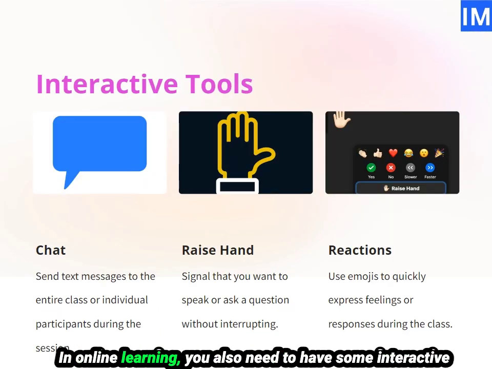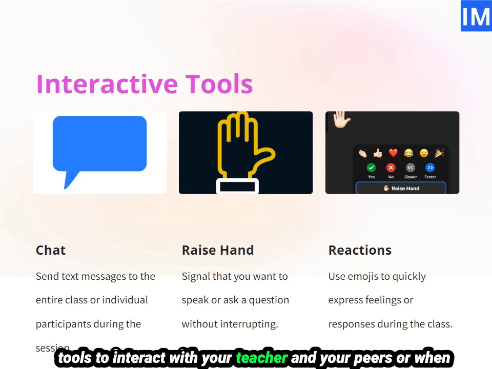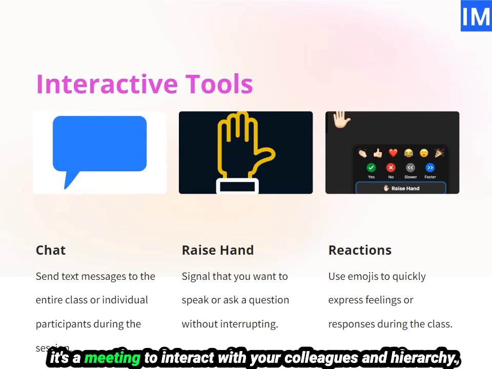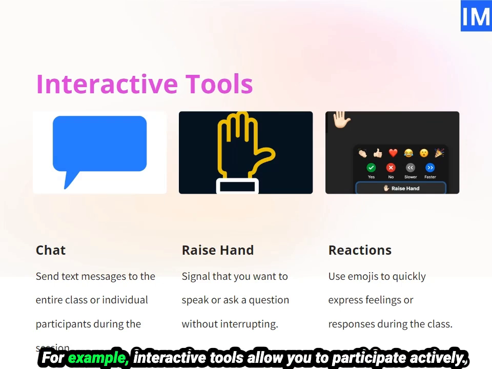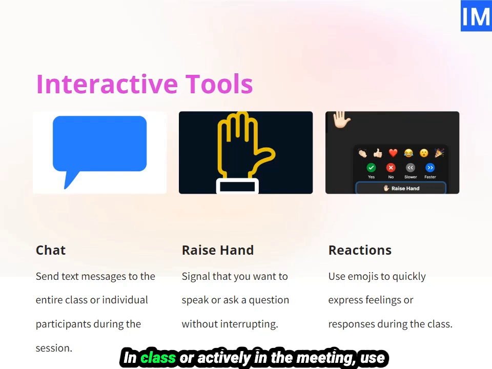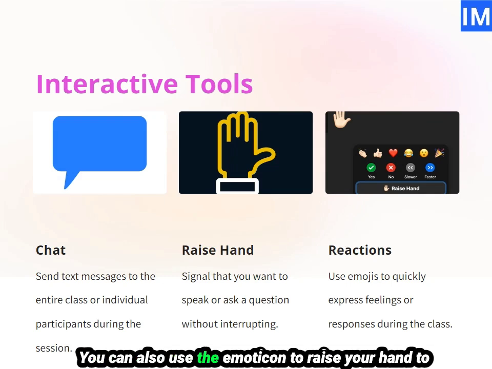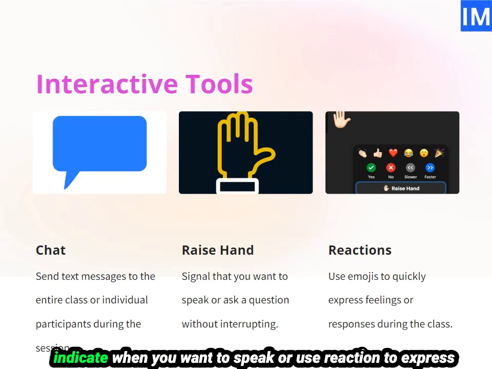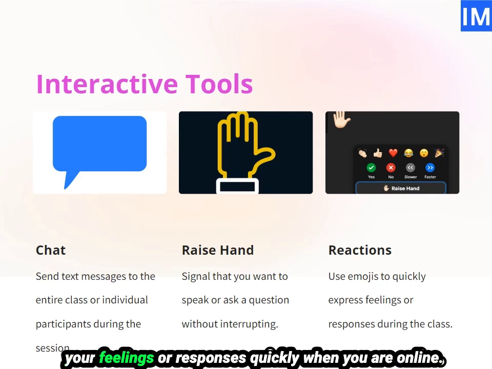In online learning, you also need to have some interactive tools to interact with your teacher and your peers, or when it's a meeting, to interact with your colleagues and hierarchy. For example, interactive tools allow you to participate actively in class or in the meeting. Use the chat feature to send text messages. You can also use the emoticon to raise your hand to indicate when you want to speak, or use reactions to express your feelings or responses quickly when you are online.